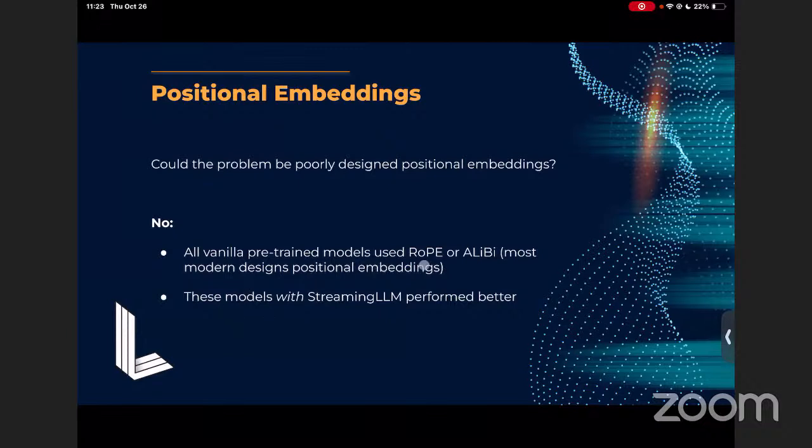And when they incorporated these positional embeddings with StreamingLLM, these models perform better. And so this is a constant that didn't change anything about perplexity, or it didn't change the issue that we're trying to solve.